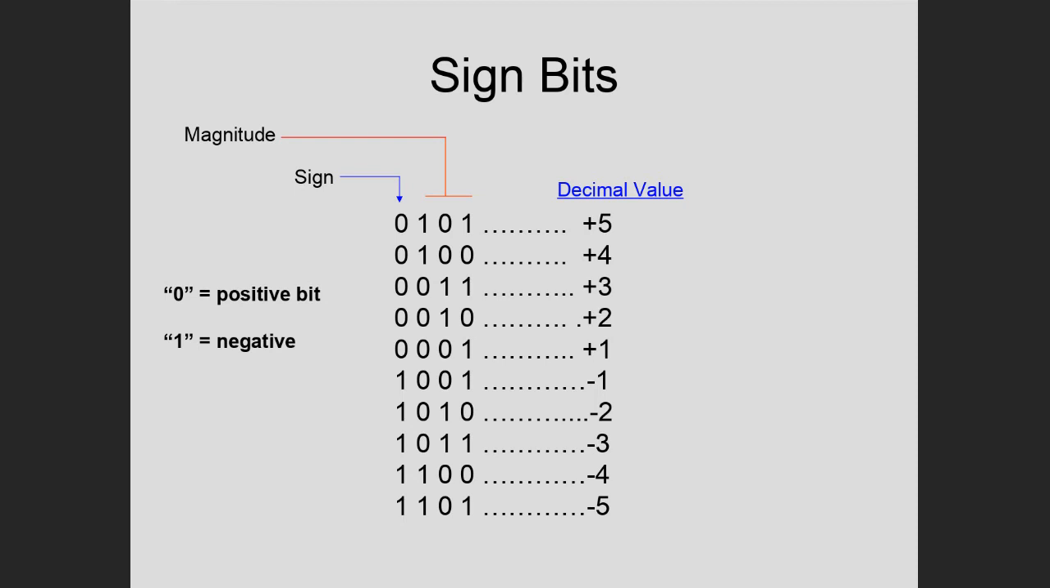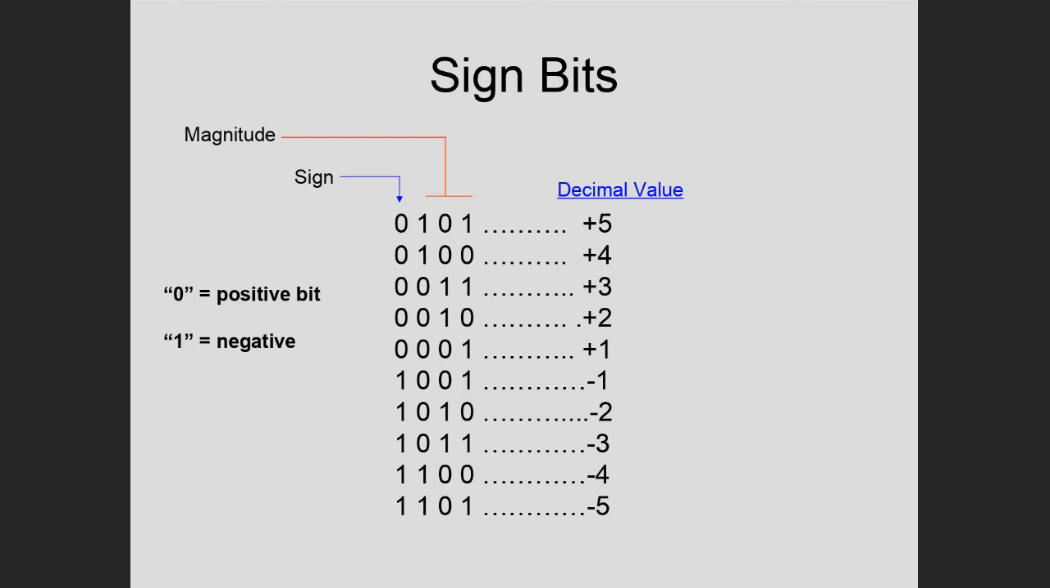The way a sign bit works is you have a binary number, and if the leftmost bit is a 0, then that represents a positive magnitude. If the leftmost bit is a 1, that represents a negative magnitude.